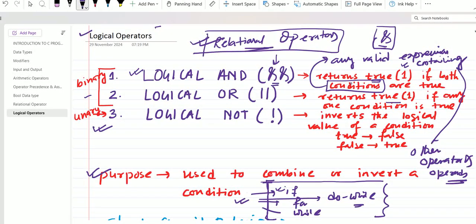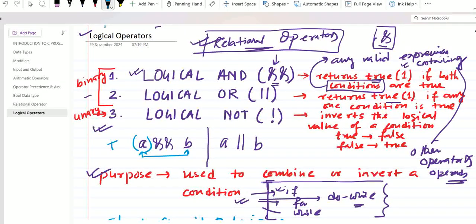So there will be two conditions. Normally we write it this way: A logical AND B. So two conditions, clear? We also write A logical OR B, so there are also two conditions. Here, if both of them are true, meaning this particular expression evaluates to true and the other expression also evaluates to true, then the complete outcome will also be true. Similarly here, any one, that's why it is called logical OR.